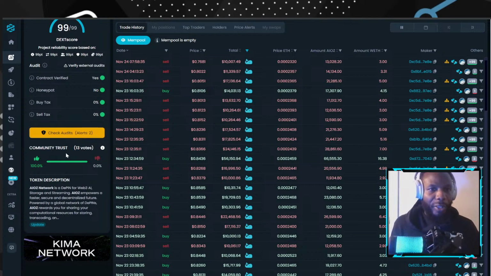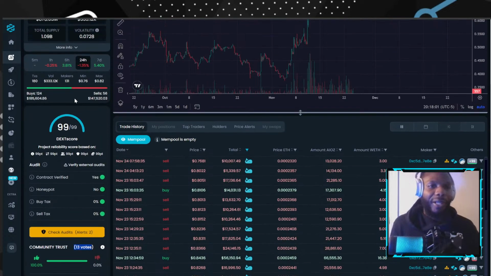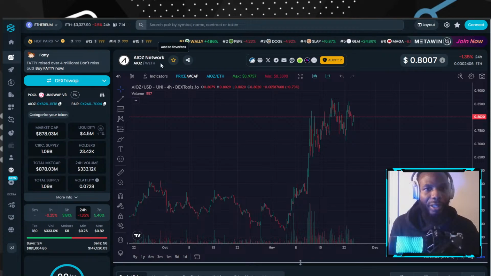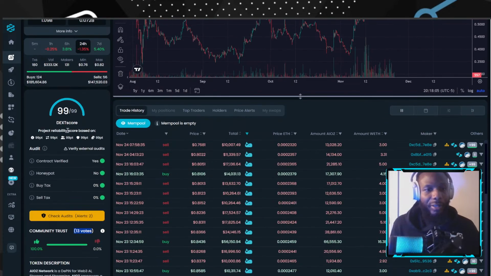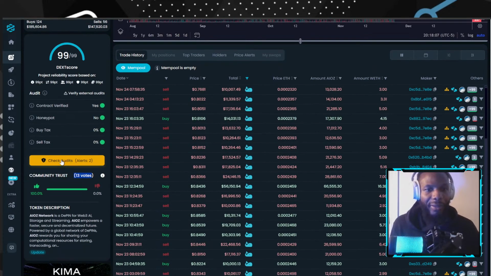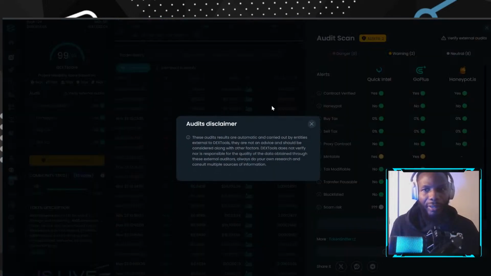Oh, here, community trust. The community votes on all projects here. 100%. Okay, good. There's only 13 votes, so you have to take that into consideration. So that's not really that good, but at the same time, I know about this project, so I already know that it's a really good project. There's not one single factor that you have to check.